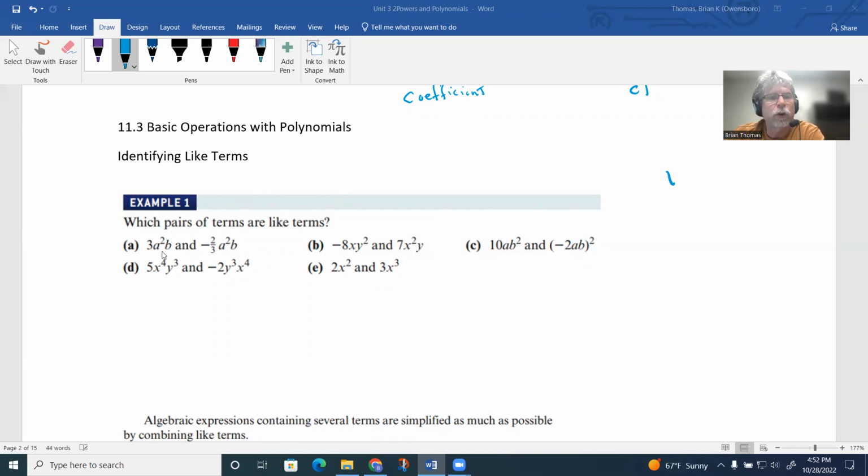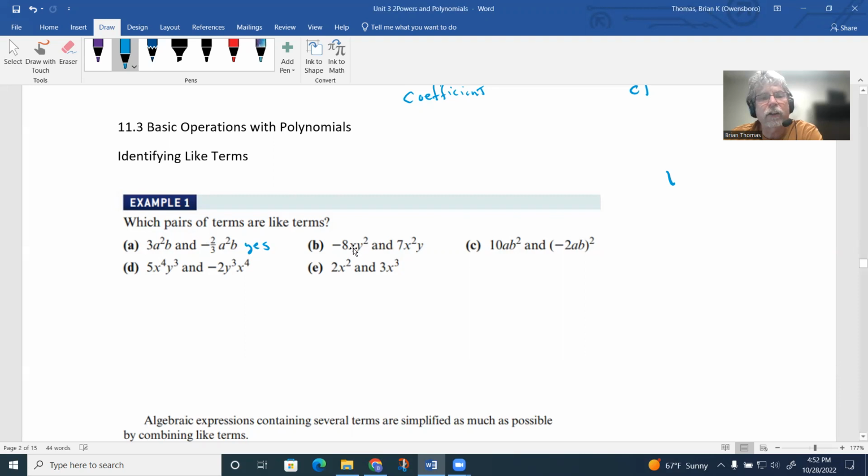So if you look at 3a squared b and negative 2/3 a squared b, notice how the variable part, a squared b, is the same in both with the corresponding exponents. So that would be an example of what we call like terms.